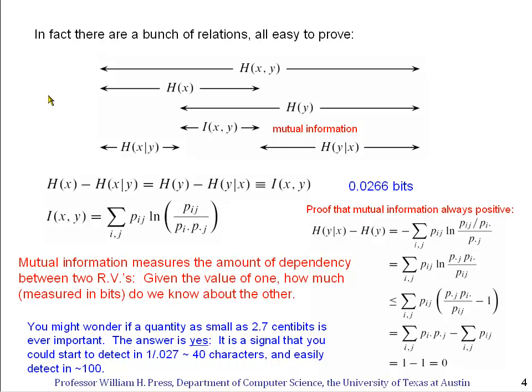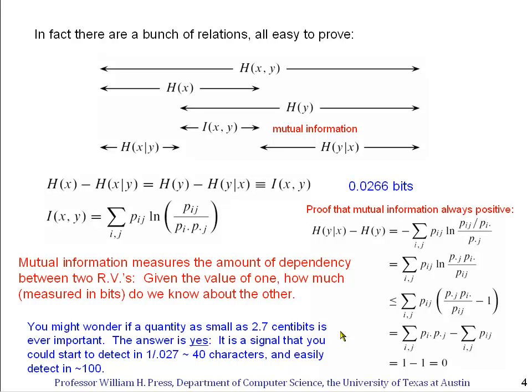Now if we actually compute the numerical value of the mutual information for our example of amino acid monographic probability and digraphic probability, the answer comes out to be this: 2.66 centibits, about 2.7. And you might wonder whether something that's such a small fraction of a bit is ever important. And the answer is yes. It's important not because it's really giving all that much information about what the next amino acid is, but it's showing that there is a small dependency between the first and second amino acids.